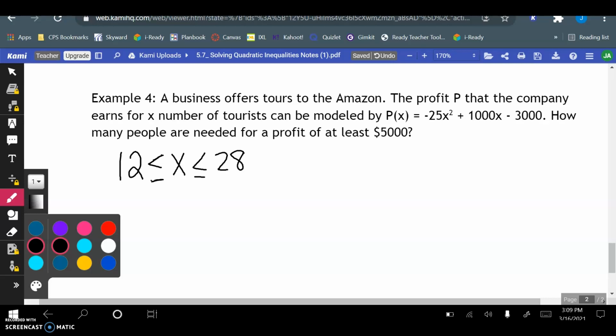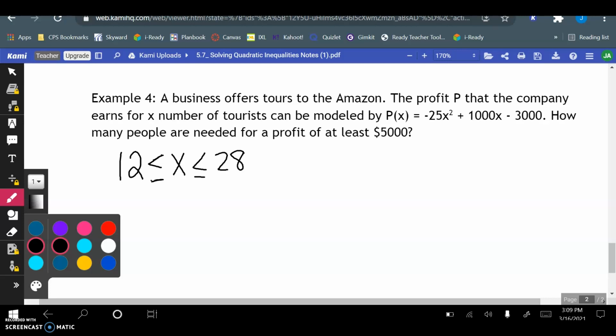So I wanted to continue on the video because I didn't have enough time at the end of the last one to explain how to figure out where your signs go. So we got the answers of 12 and 28, so it had to be between them.